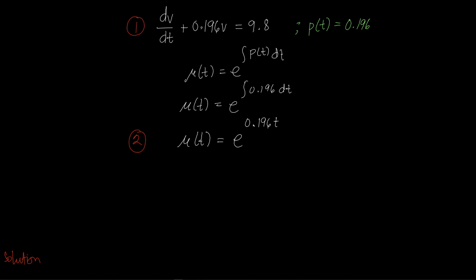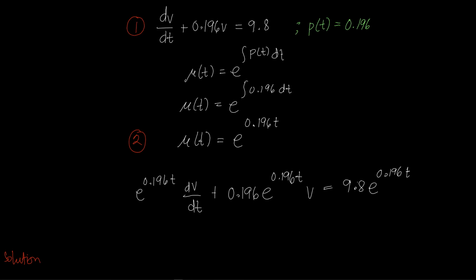So it becomes mu of t: e raised to the power of 0.196t multiplied by dv over dt, plus 0.196 multiplied by e raised to the power of 0.196t, then v, is equal to 9.8 e raised to the power of 0.196t. We simply multiplied everything by this, the integrating factor, or IF.